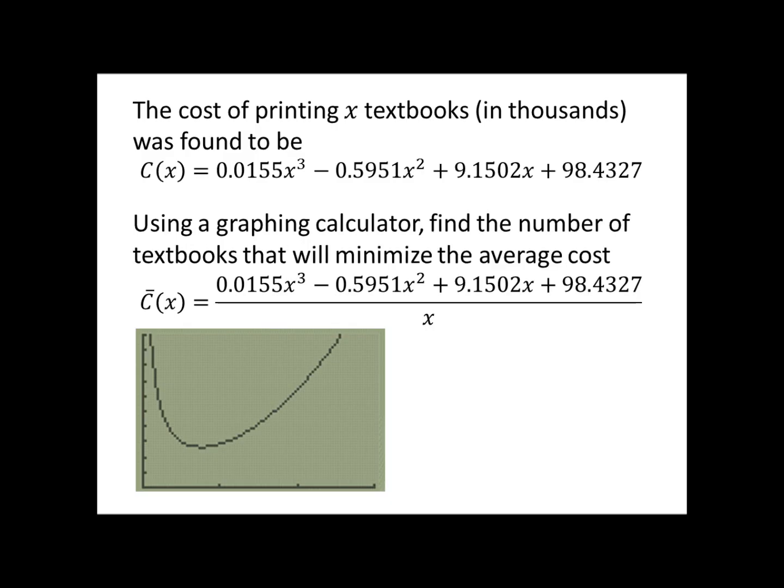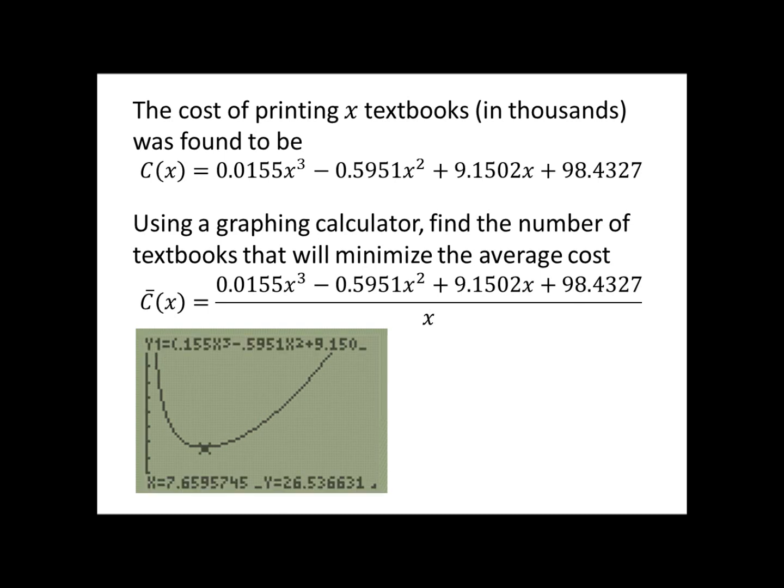Now, makes a whole lot of sense based on what we did a little while ago. Let's use our calculator to find the number of textbooks that will minimize this average cost. So on this graph, I'm looking for that low spot right there. So I hit my trace button on my calculator and I move over to that low spot and I find out that it's 7.66 books. So they should make 7.66 books to keep their average cost the lowest.